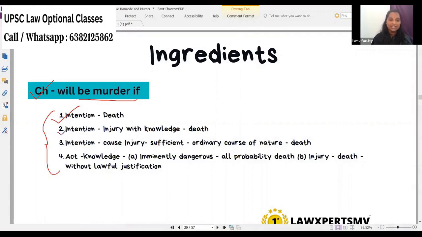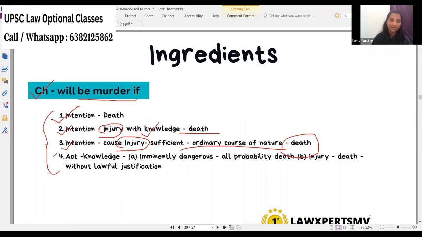Next, you must have the intention of causing a bodily injury, and also you must have the knowledge that the injury that you have given is likely to result in death. So it is not only intention, you must also have knowledge. What knowledge? Everything we will deal with later. Next, you must have the intention to cause a bodily injury, intention only to cause a bodily injury, but it is sufficient in the ordinary course of nature to cause death. That is, you are intending to give a bodily injury, but this injury is of such a nature that it will automatically result in death. Okay, that is the third limb.